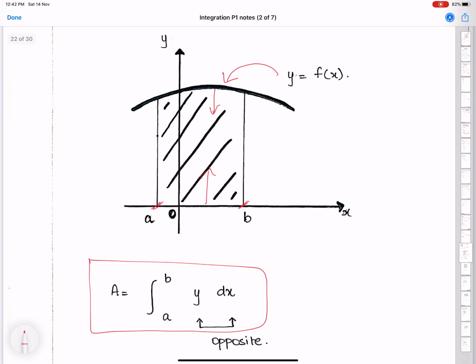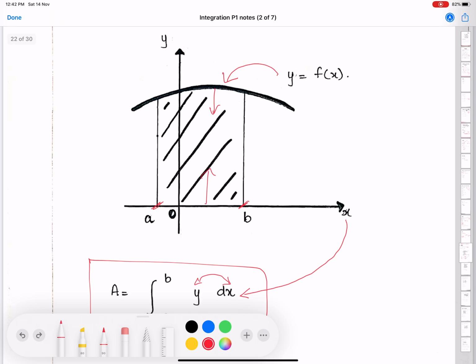And how to learn this formula? Since the x-axis is involved, write dx, and these two are always opposite. Whenever we have dx here, this will be y. So this is the way to learn the formula.